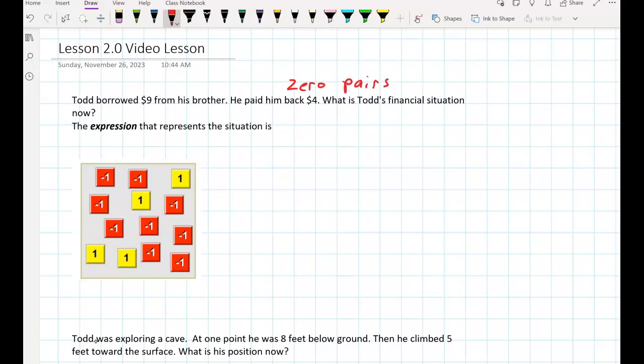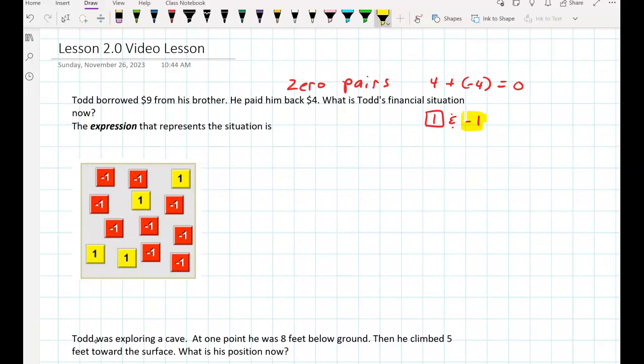Now, if you remember from the vocabulary video that we did before, you know that zero pairs are when you have a number and its additive inverse or its opposite, and you add them together and they make 0. For example, 4 plus negative 4 equals 0. So 4 and negative 4 are a zero pair. And today we're going to be using the idea of zero pairs, but we're just going to be using 1 and negative 1 because these will be our tiles that we're using.